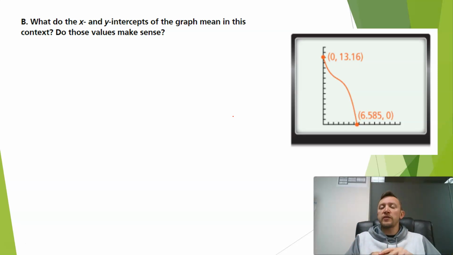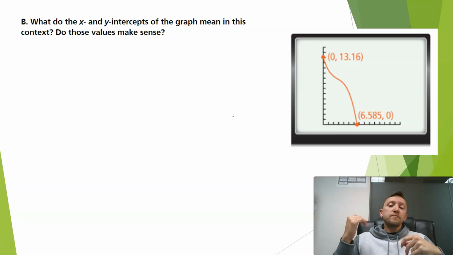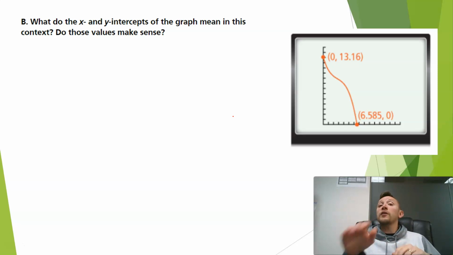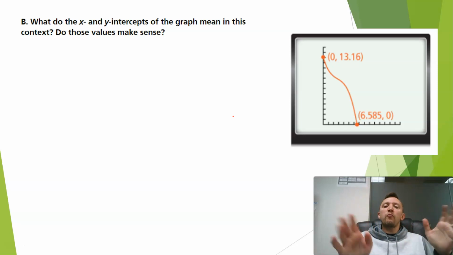Just having the baking soda in there without vinegar is not going to inflate the balloon. So the y-intercept doesn't make sense. Let's see if the x-intercept makes sense. The x-intercept at 6.585 means that if we were to put 6.585 quarter cups of vinegar into the balloon, it would take 0 seconds to inflate, meaning as soon as you put it in, bam, it's inflated. That doesn't make sense either. So we would want to leave those off.